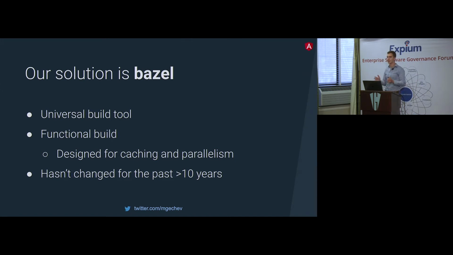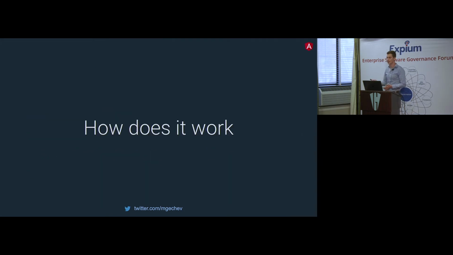I like to call the Bazel build a functional build, because Bazel has some really interesting features which are inspired by functional programming. We're going to talk about them specifically in just a little bit. But because the individual Bazel actions that it invokes can be treated as pure functions, they can be run in parallel very easily, and we can apply memoization or caching to them, and this way improve the incremental build time of our applications. And at the same time, Bazel hasn't changed for over 10 years or so, which cannot be said for most of the JavaScript ecosystem nowadays.